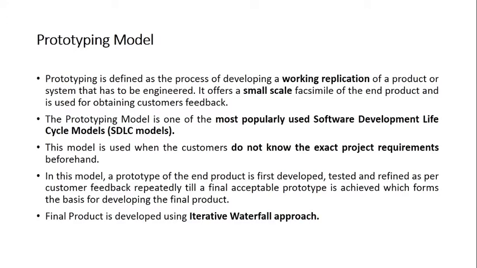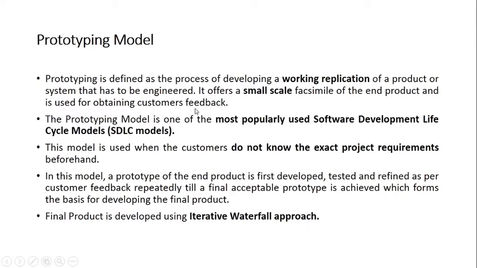So we have two types of prototype model, that is throwaway prototyping and evolutionary prototyping. Let's see what these are. Prototyping is defined as the process of developing a working replication of a product or system that has to be engineered, that is, a working model on a small scale. It offers a small scale facsimile of the end product and is used for obtaining customers' feedback.